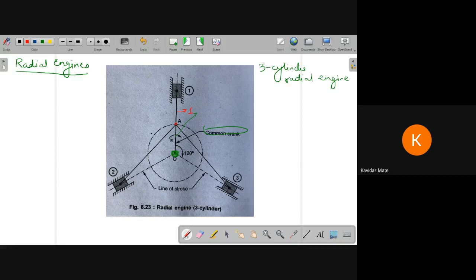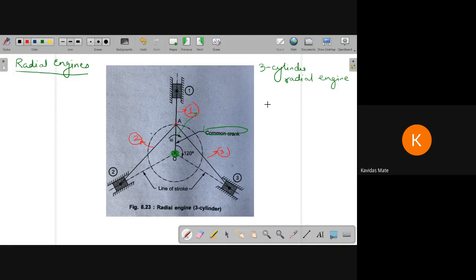So, this is connecting rod 1, this is connecting rod 2, this is connecting rod 3. So, this common crank is rotating, and this common crank is attached to different engines via different connecting rods. So, if you assume this one, O, A, and 1, this becomes one engine. O, A, and 2, this becomes the second engine. O, A, and 3, this becomes the third engine. So, basically, there are three engines associated with this particular engine.